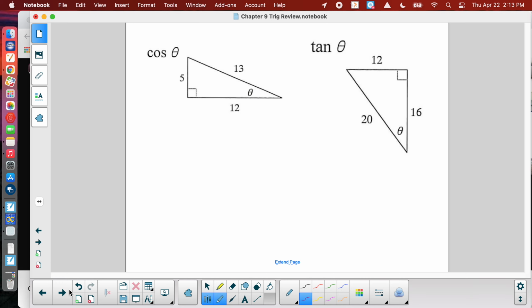And we're going to continue to do this. We're going to continue to identify our sides to start with. Here's theta, so there's my hypotenuse. That's the opposite. This is the adjacent. I'm at the cosine, which is the adjacent over hypotenuse, or 12 over 13. Here's this triangle, so this is my hypotenuse. This is my opposite. This is my adjacent. Tangent is opposite over adjacent, so that's 12 over 16, which reduces to 3/4.